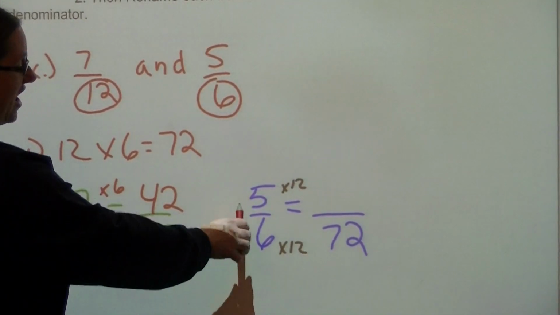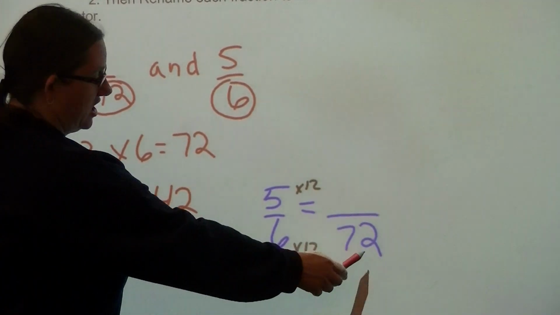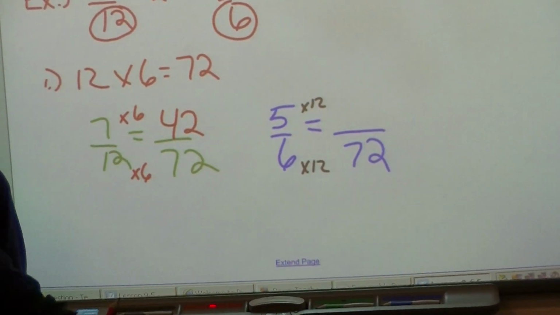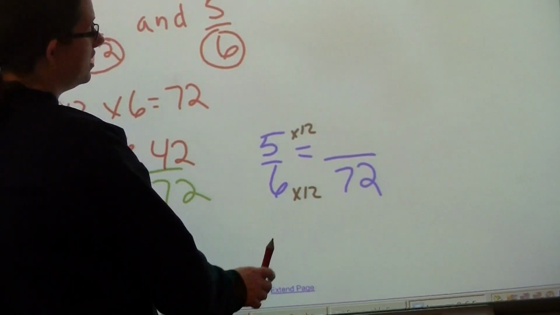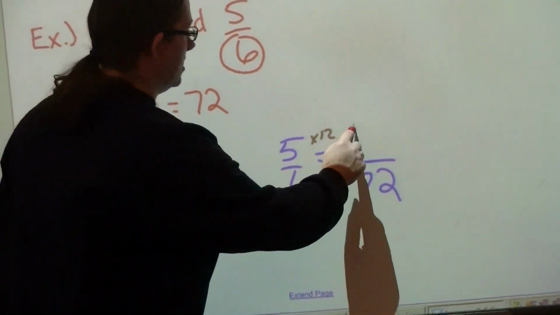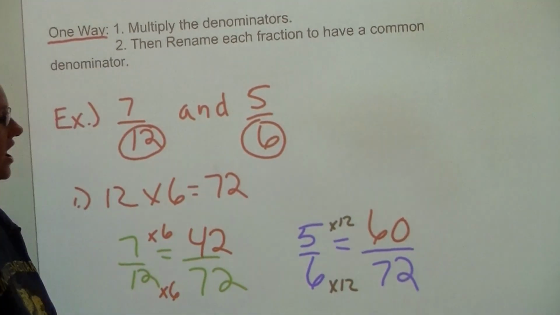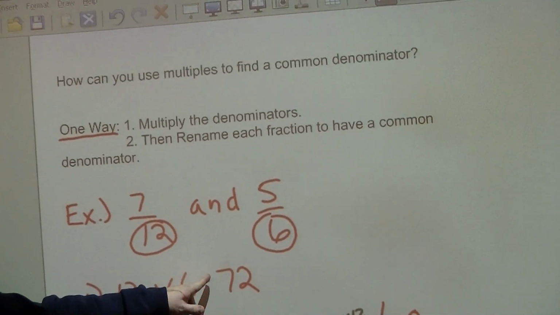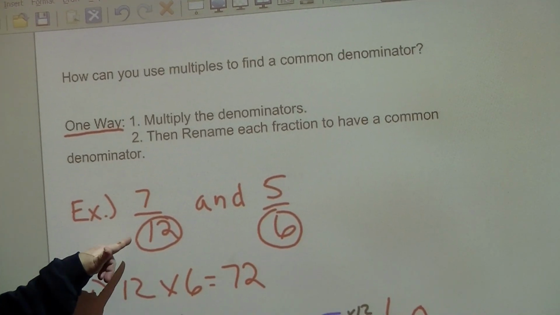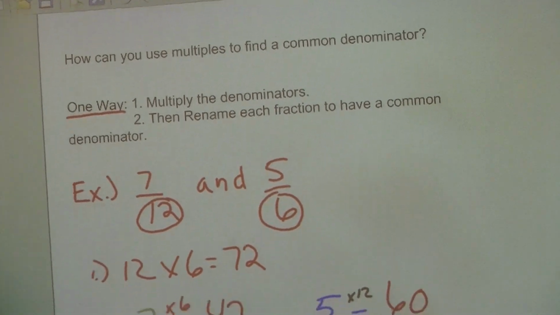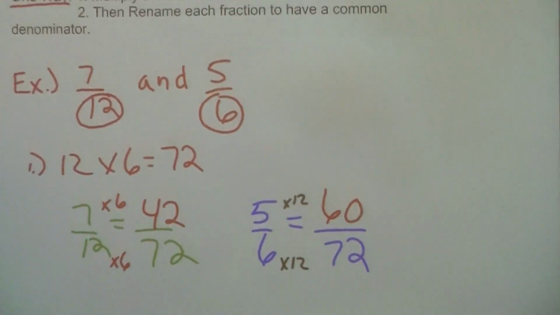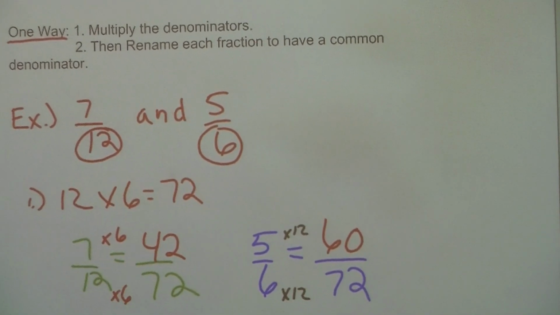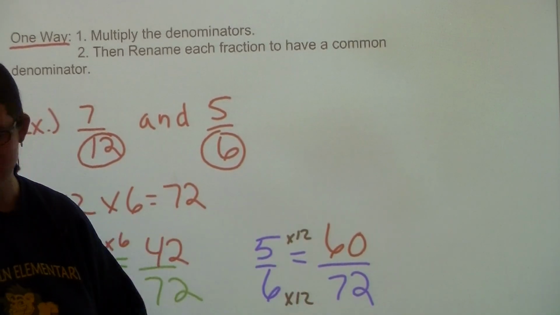Okay, now we need to take 5/6 and give it the common denominator of 72. Again, 6 times what gives us 72? This one I did for you. 6 times 12. 5 times 12 gives us what? 60. Okay, so again, your steps are to take your denominators and multiply them so we can have the same denominator, because that's our objective, that's our goal, to have the same denominator. Okay, then you take and make your equivalent fractions, and we get 42/72 and 60/72.